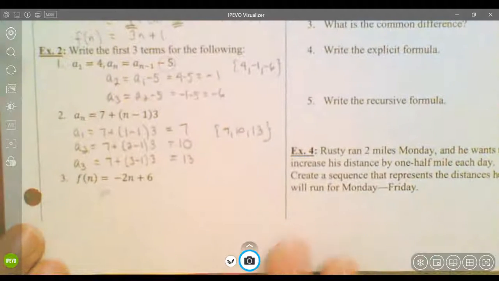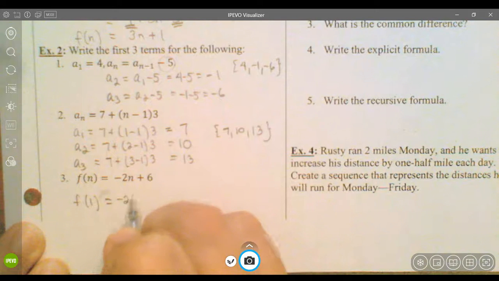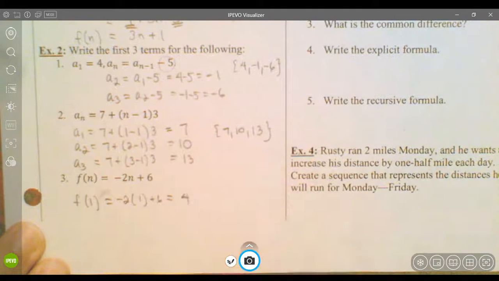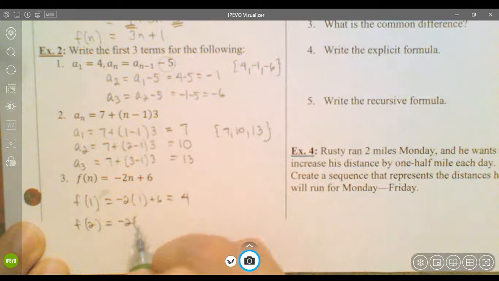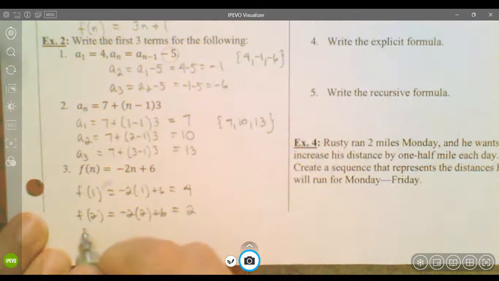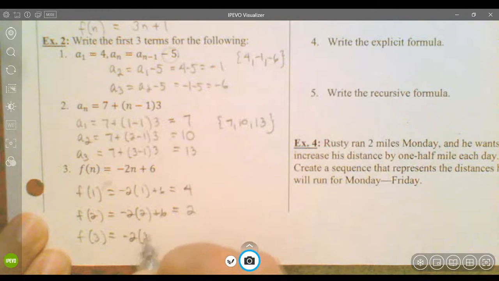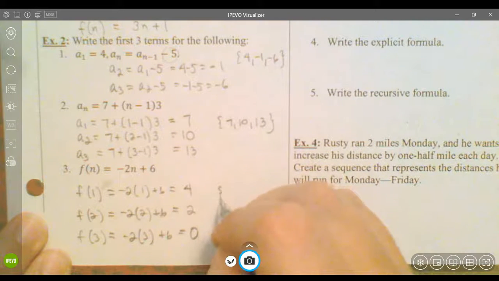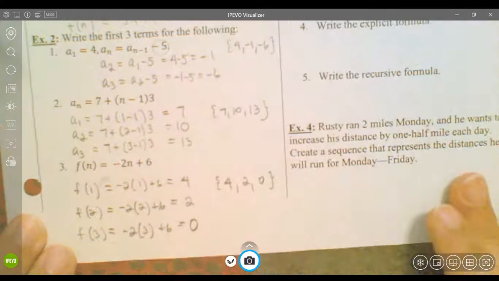Oh, and now I have a function. So f of 1 will be my first term. Let n equal 1. So we get negative 2 plus 6, which is 4. F of 2 will let n equal 2. Negative 4 plus 6 is 2. F of 3 is where n equals 3. We get 0. So my numbers are 4, 2, and 0. Okay.